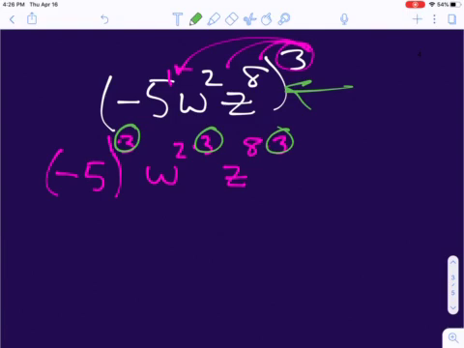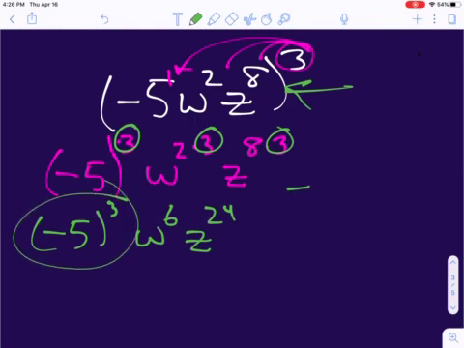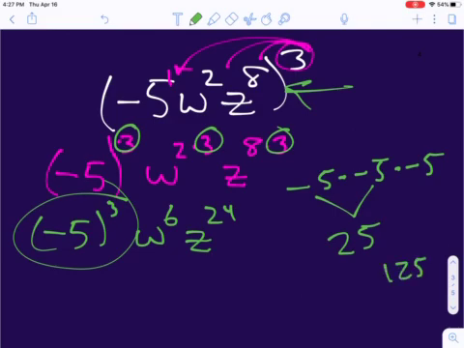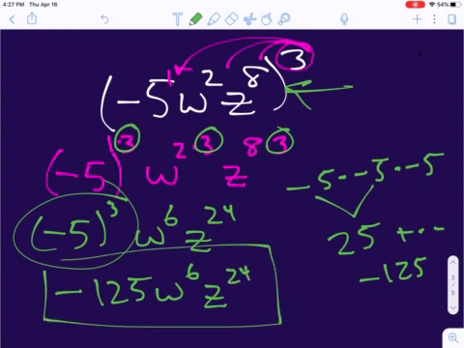And so now I'm going to have negative 5 to the 3rd power times w to the 6th power times z to the 24th power. And then we want to simplify that. So that's negative 5 times negative 5 times negative 5. Well, negative 5 times negative 5, you have a negative times a negative, which gives you a positive 25. And then 25 times 5 is 125. And then you have a positive times a negative, which gives you a negative. So you would get negative 125 w to the 6th, z to the 24th power. And like Khan Academy always says, we are done.